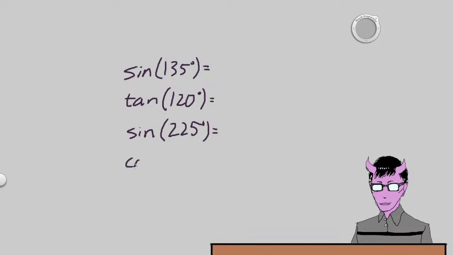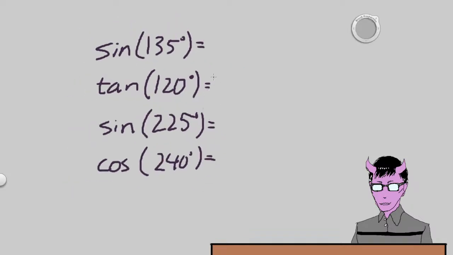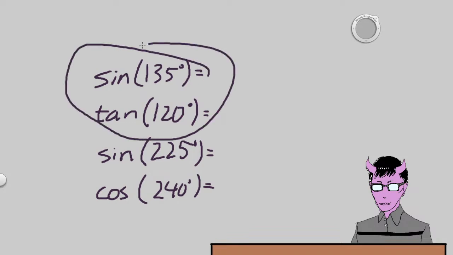And then lastly for the set, this will be cosine of 240. Alright, so here are 4 problems. So the question is, how do we do this particular situation?